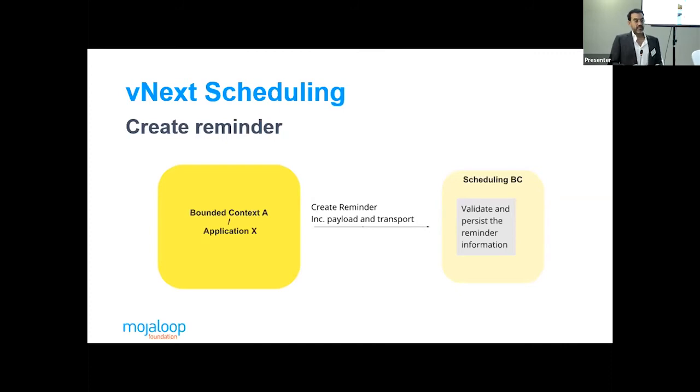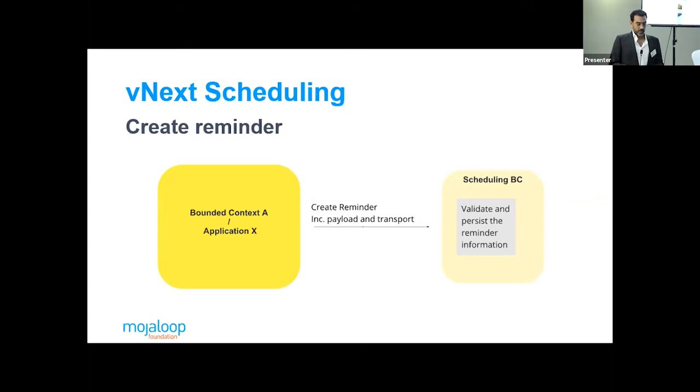So a client application can register a reminder. Essentially, it can say, I need someone to send me an event with a certain payload to a certain topic in X time or with a certain frequency. And this is a definition that we can do, either a recurring event or a point in time or a certain amount of time in the future. And what the scheduling bounded context is going to do is it's going to store this information, and then when time comes, it's going to execute it.